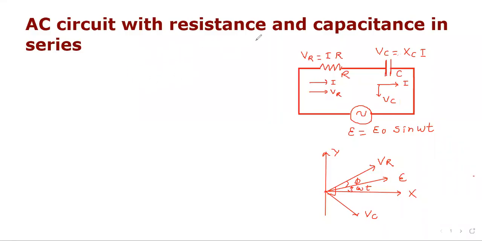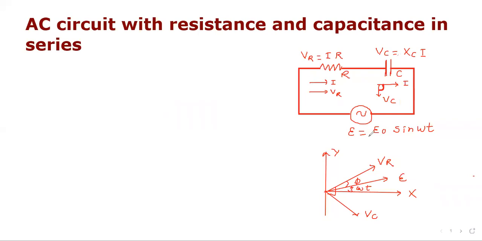AC circuit with resistance and capacitance in series. This is resistance, this is capacitance. Voltage across resistance is VR, which is equal to IR. Here, current and voltage are in the same phase, and the voltage across capacitance is VC, which is equal to XC times I. Here, current leads voltage by pi by 2.